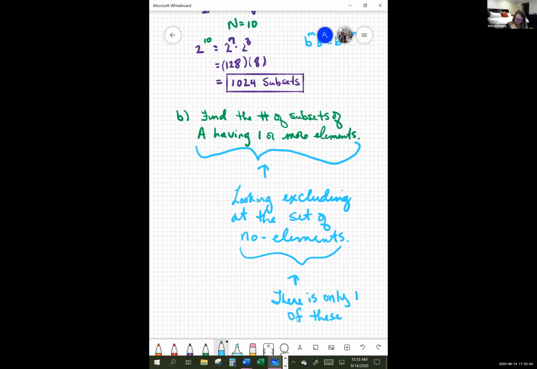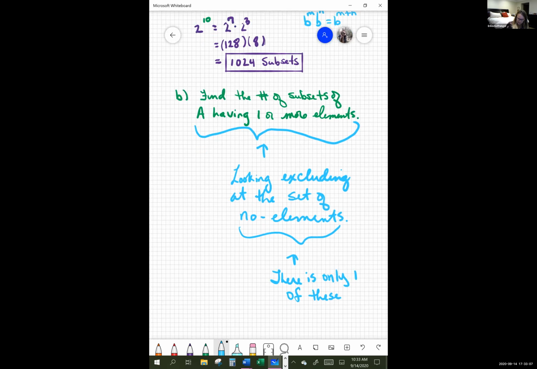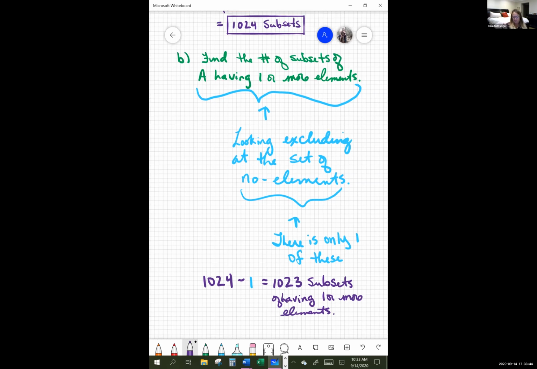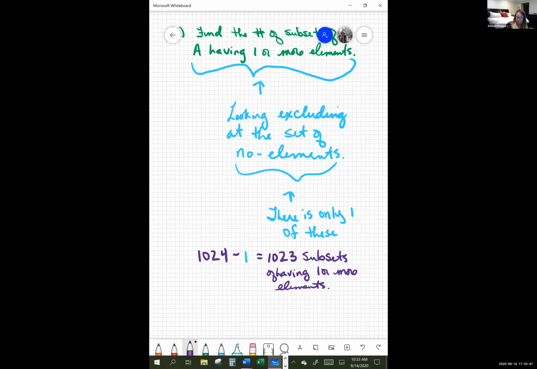So if I look at it, there's 1,024 subsets minus the one that has nothing in it. This is going to equal 1,023 subsets of having one or more elements. So when we're looking at all the possible subsets, when we're looking at a voting coalition, it doesn't make sense to have nobody in that voting coalition. And so a lot of times we'll just exclude that.